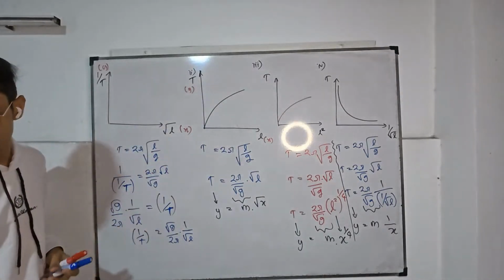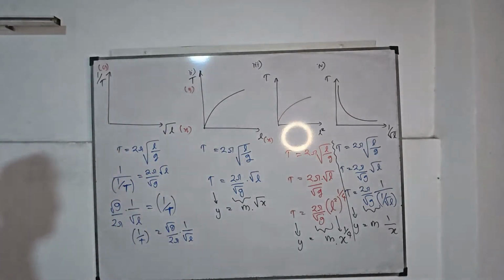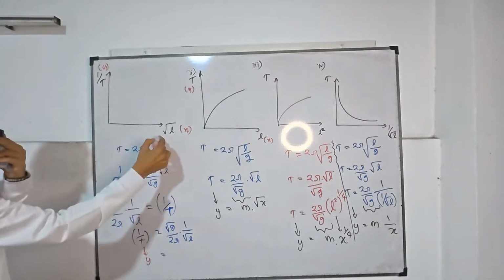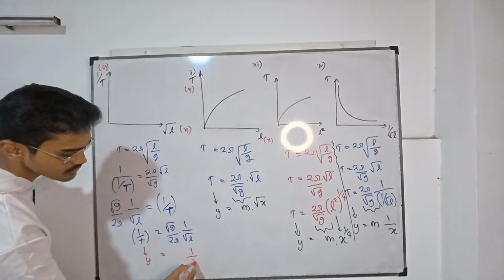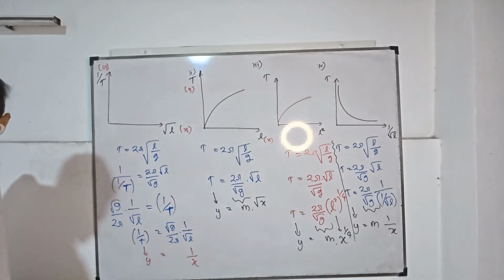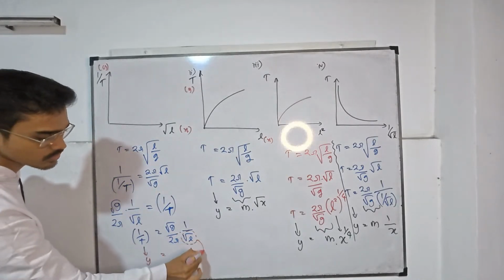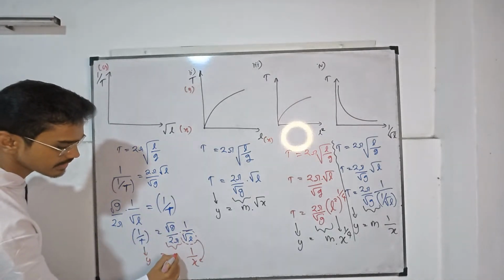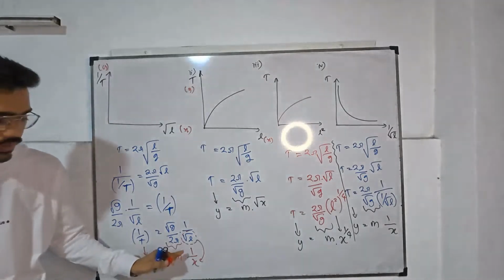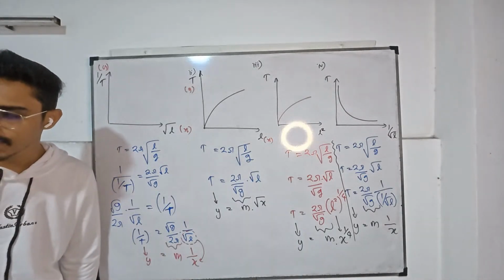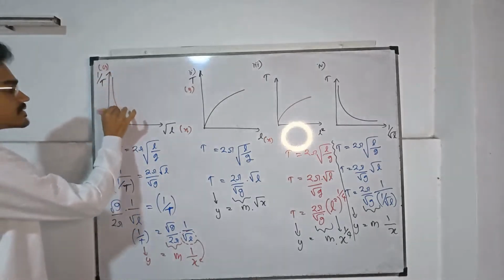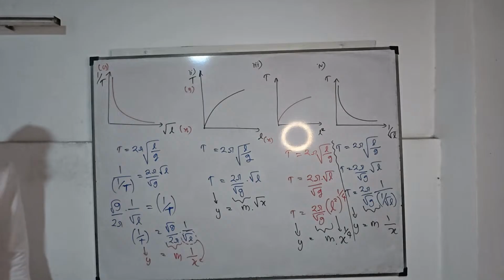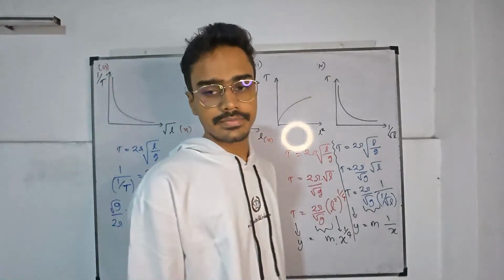I'm going to identify the variables now. 1 over t is y, and root L is x. So therefore, this is not x, this is 1 over x. Only root L is x. And this is the gradient. So what's the shape? y equals m times 1 over x. 1 over x is an inverse curve. So this is an inverse curve.